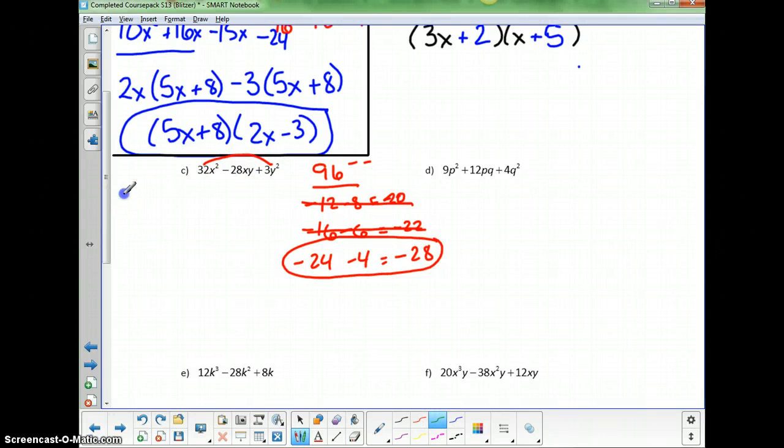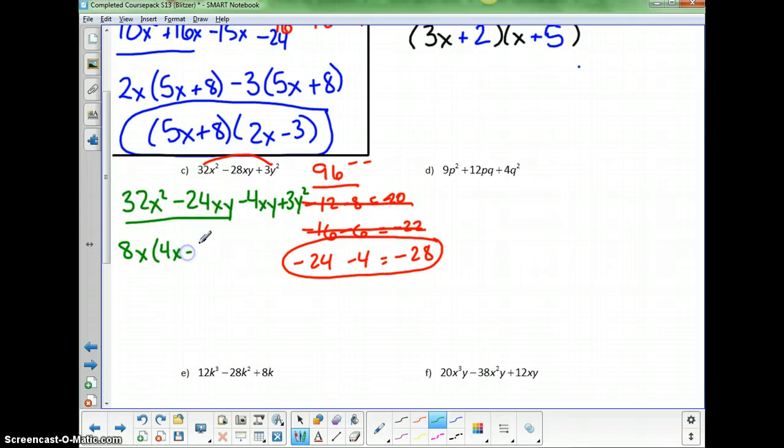So back to the beginning here, we're going to rewrite this as 32x squared minus 24xy, because it was 28xy originally. We're making these the xy terms, minus 4xy plus 3y squared. Now we're going to group. We're going to see what's in common here. So 32 and 24 can both be divided by 8x. When I divide them by 8, 32 divided by 8 is 4x. 24 divided by 8 is negative 3y.